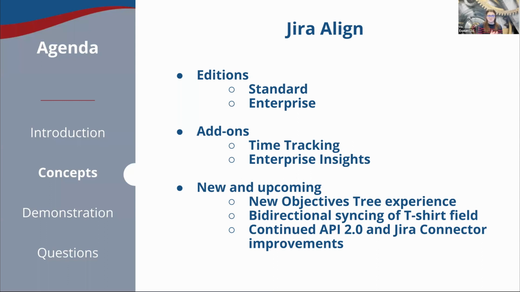Another great update in the latest release, this actually doesn't hit production instances until tomorrow, Friday, December 2nd, 2022, is the ability to sync the t-shirt size field bidirectionally between Jira and Jira Align. In the chat, Elizabeth is also going to put a second link to our latest Jira Align update breakdown video. I talk all about how you can set up this configuration and a couple of cautions just to make sure you're accounting for any potential data issues before you make that change. We also continue to see a lot of updates with the API 2.0 and the Jira connector improvements with each release as well.